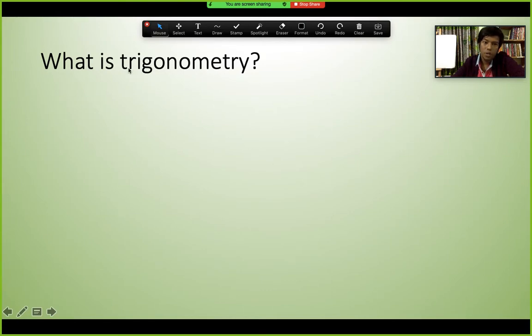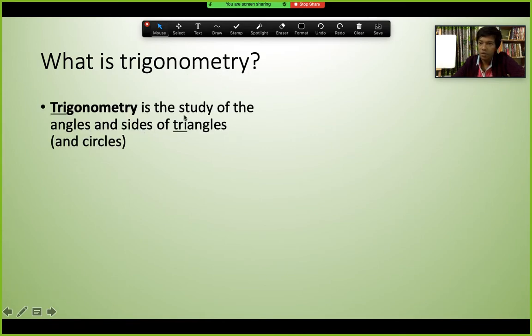If you break down the word trigonometry, we actually have three parts here. Tri means three, gono means angle, and metry means measurements. That means three angle measurement. The figure that has three angles is the triangle. Also, trigono means triangle and metry means measurement. So the word itself is telling us this is related to triangle measurement.